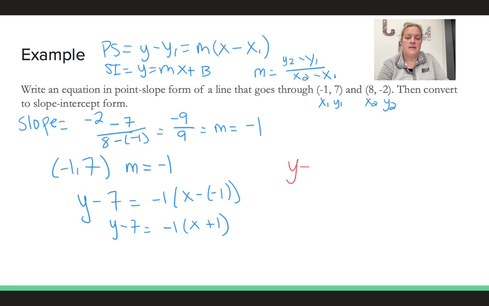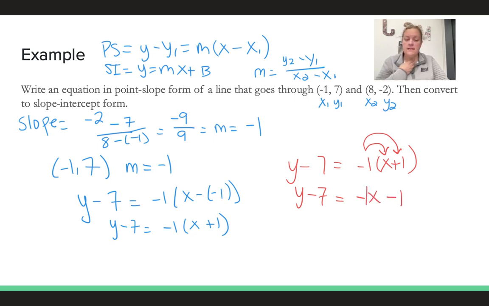So y minus 7 equals -1 times x plus 1. So distribute the -1 first. y minus 7 equals -x, or -1x, minus 1. Then we isolate. Add 7 to both sides. y equals -1x plus 6 when you do this, because you're doing -1 plus 7.